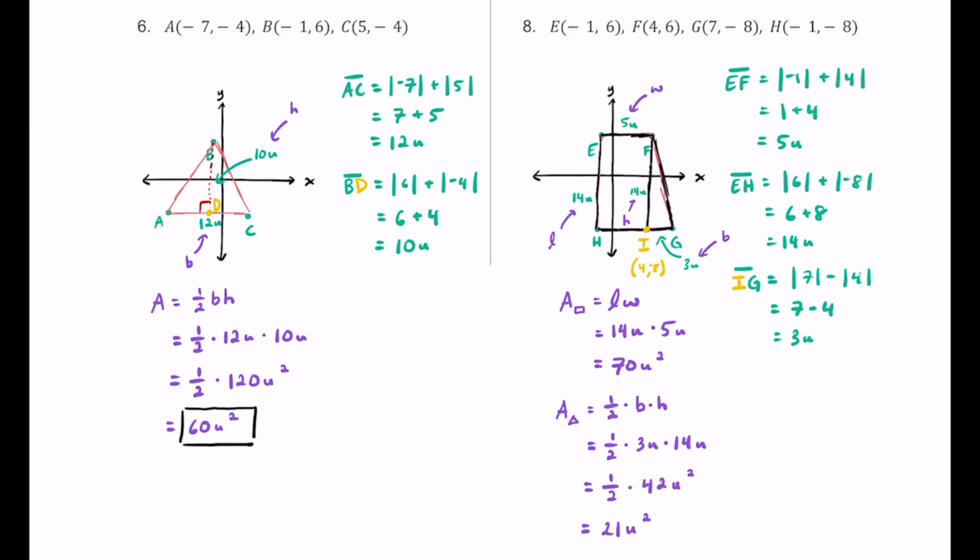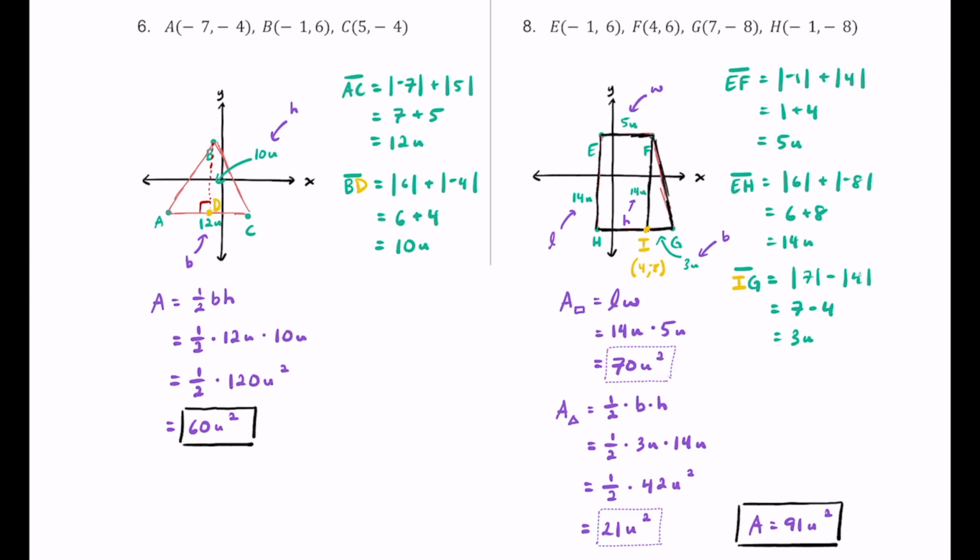Okay, now let's go ahead and just take this 70 square units from the rectangle and add that to the 21 square units from the triangle. Now 70 plus 21, that's going to be 91, so we're going to have a total area of 91 square units. All right, so that would be the total area for this trapezoid by decomposition. Now, if you knew the formula for the area of a trapezoid, you could use that too, but this is just another strategy if you don't know that yet.